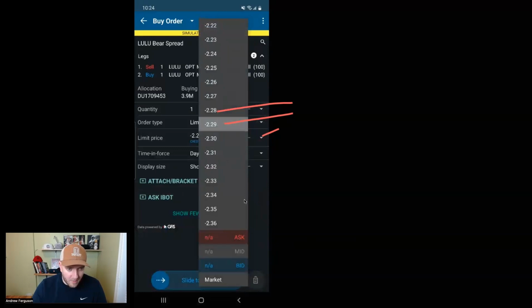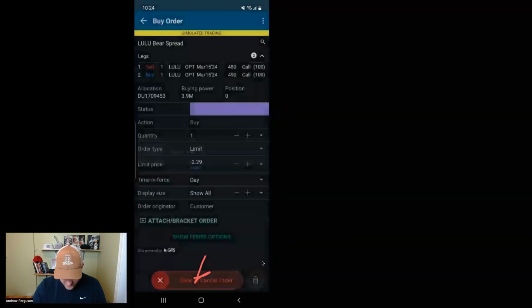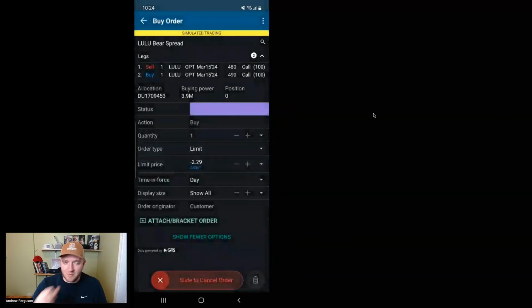Again, you can use the mid when the market's open. You just click on the mid and it's going to populate it for you automatically. Calculate it. We go day, we go show all. That's fine. We can go into submit, and that is how we get those trades in the hopper for your credit spreads. We're looking at call credit spreads, we're looking at put credit spreads, and how to put them in on the Interactive Brokers mobile app.